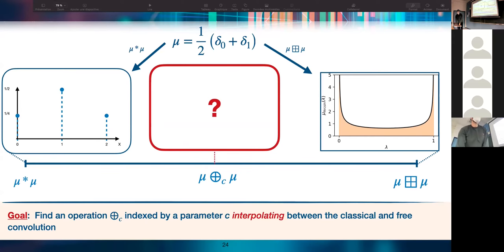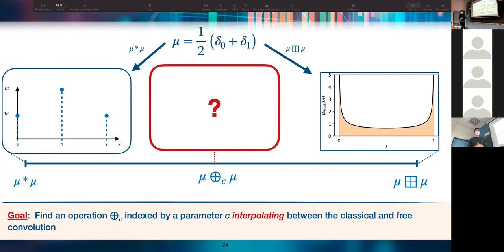Yes. So you just want an interpolation or you want some additional property? Because imagine that there may be many interpolations. No, it's a very hard problem to find something which works, so I'm not speaking of just specific measures, but for any pair of probability measures gives another probability measure.